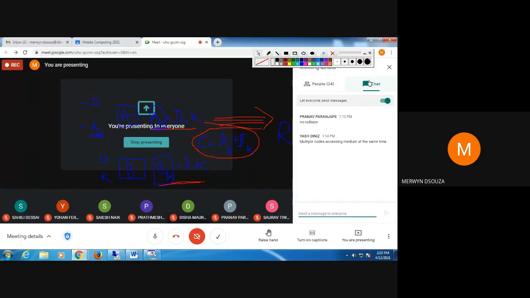If you remember FDMA, we had to divide the frequencies for each user. Each user had to be given a different frequency to communicate. Two users could not use the same frequency. Similarly, for TDMA, each user has to be given a different time slot. Two users cannot use the same time slot. So in CDMA, what happens? Users can use the same time slot as well as the same frequency. They can communicate at the same time and at the same frequency. So that's the advantage of CDMA.